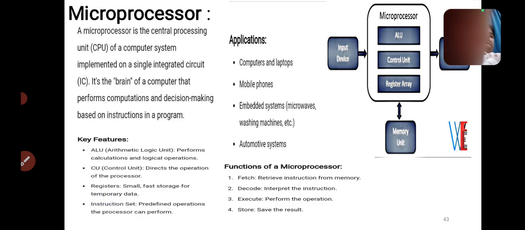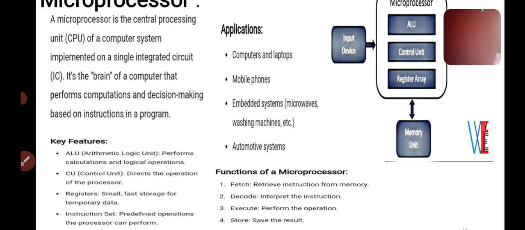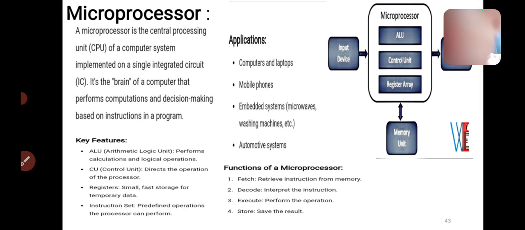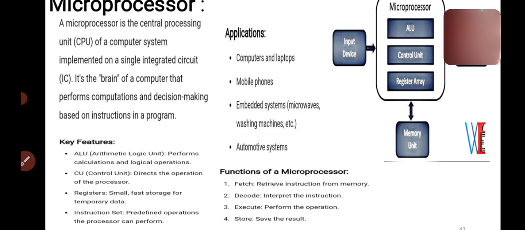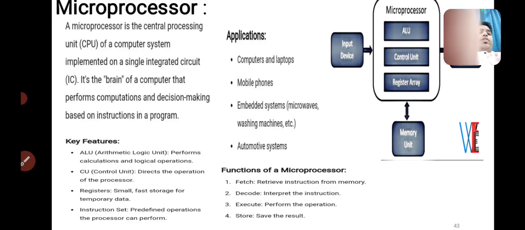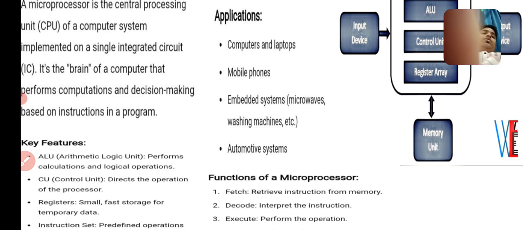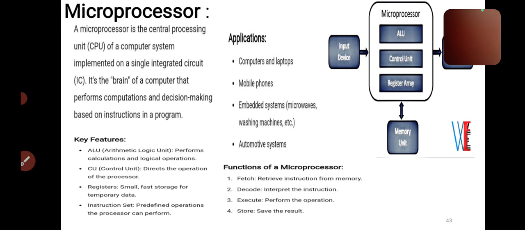The microprocessor we call the heart of the computer. The microprocessor block diagram consists of the ALU, control unit, register array, memory unit, and input. The ALU is the arithmetic logic unit, used for performing logical operations like AND, OR, NOR, addition and subtraction. The control unit is used to control that, and different types of registers are used for performing the operations. Where is the application? It is used in laptops, mobiles, embedded systems, and automotive systems.